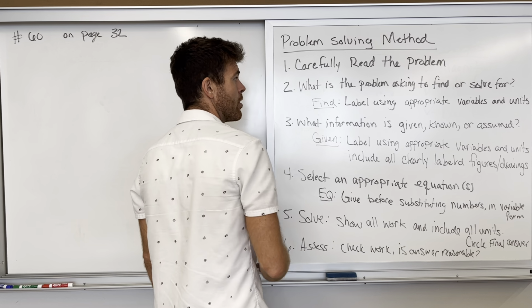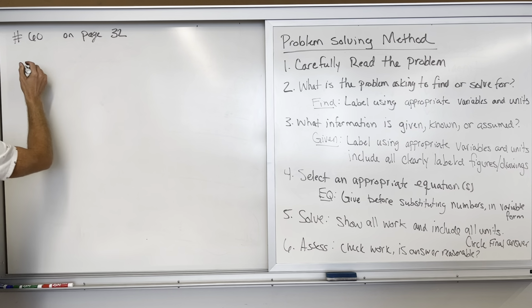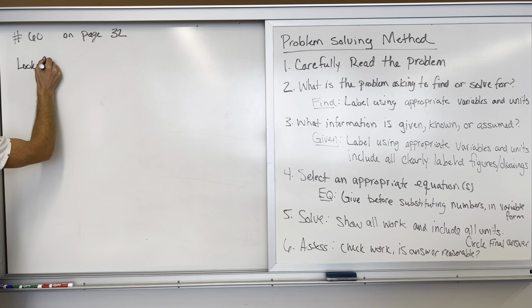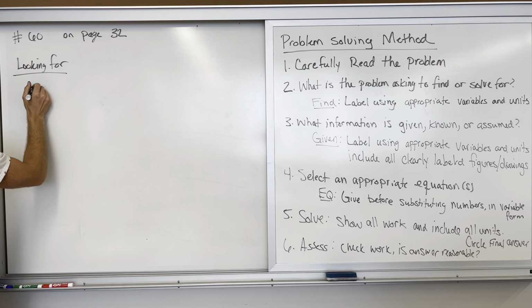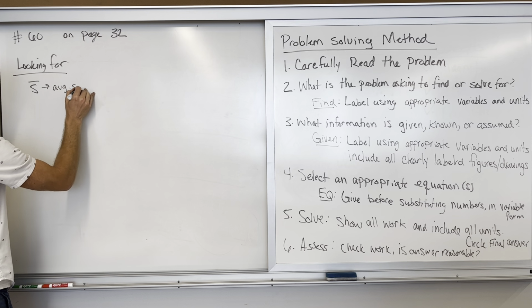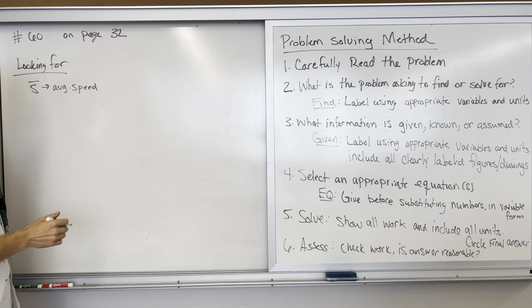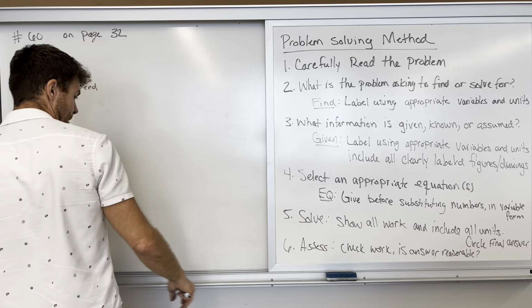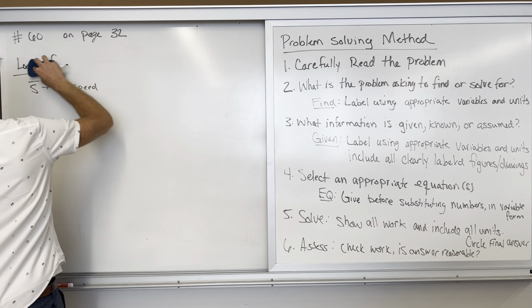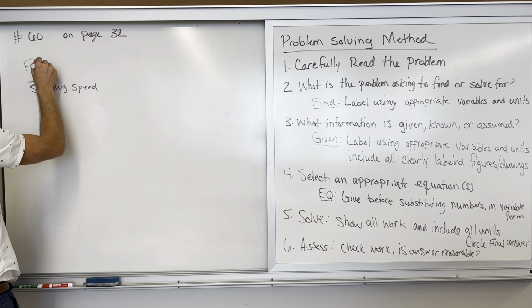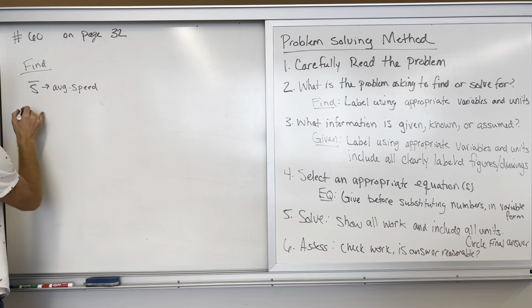So we're going to label using the appropriate variables or units. So we're looking for average speed, S with a bar over it. And if you want, you can write that's the average speed. Okay? That's what we're looking for. Or you know what? Sorry, let's write find. That's what I have there. So we write, trying to find that.